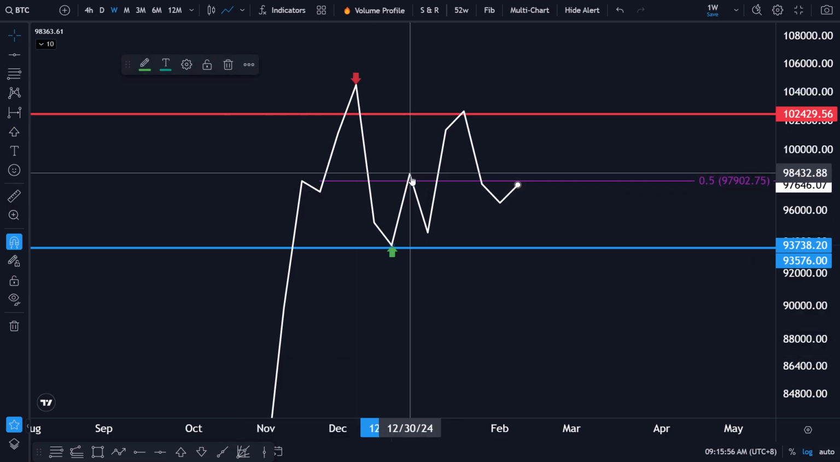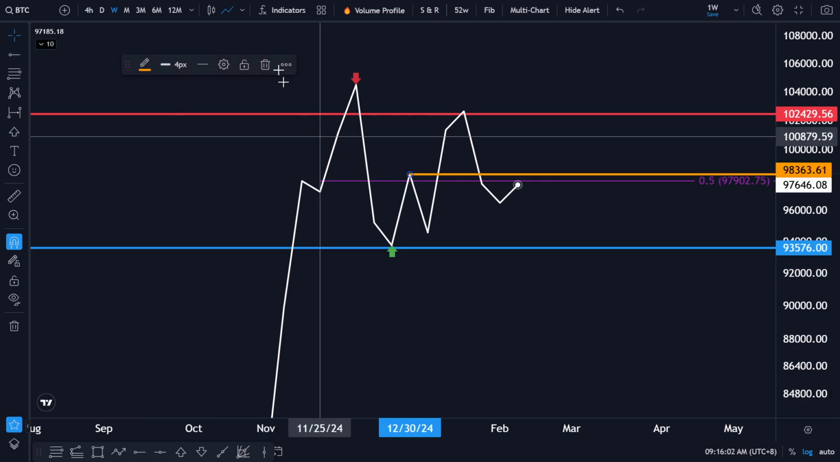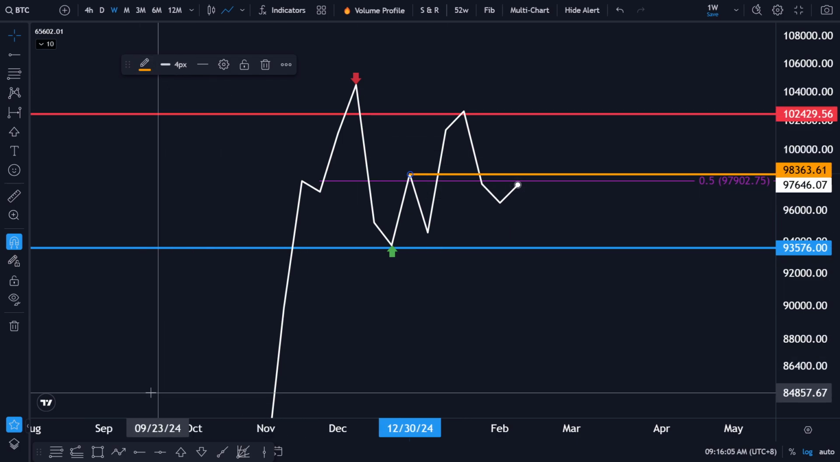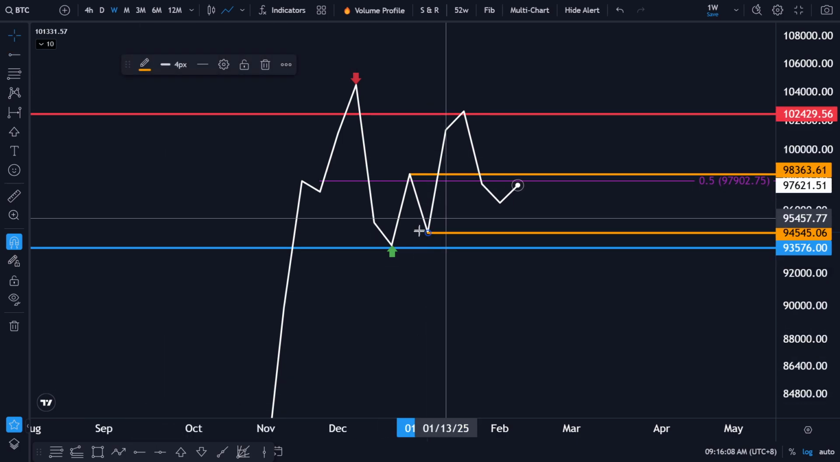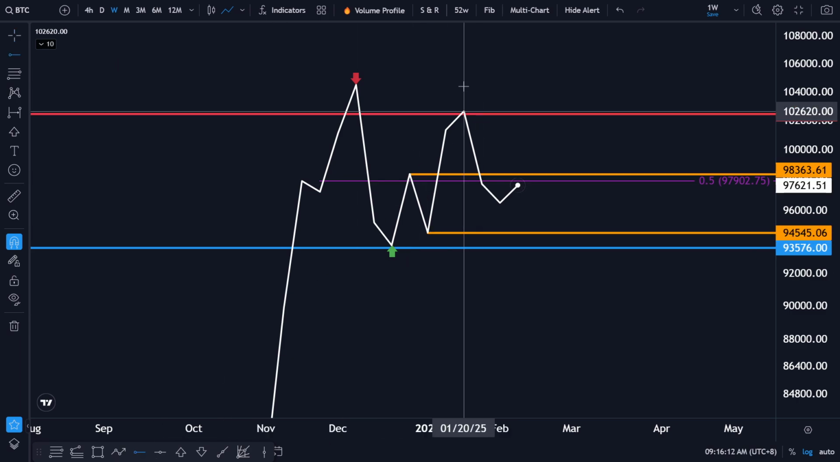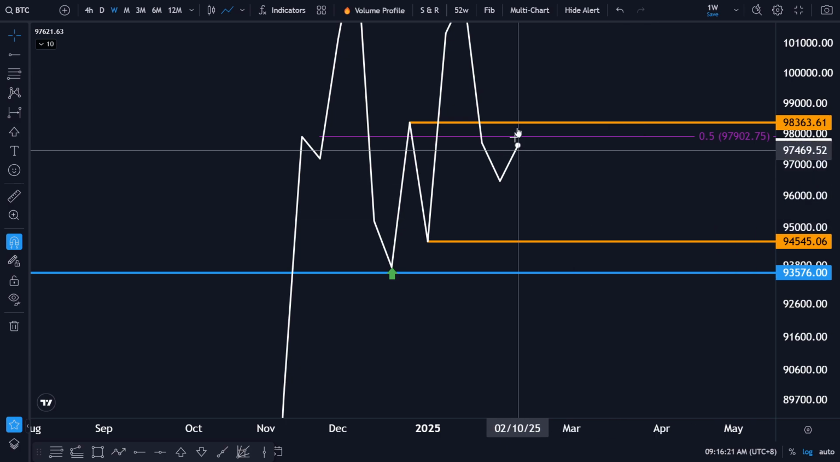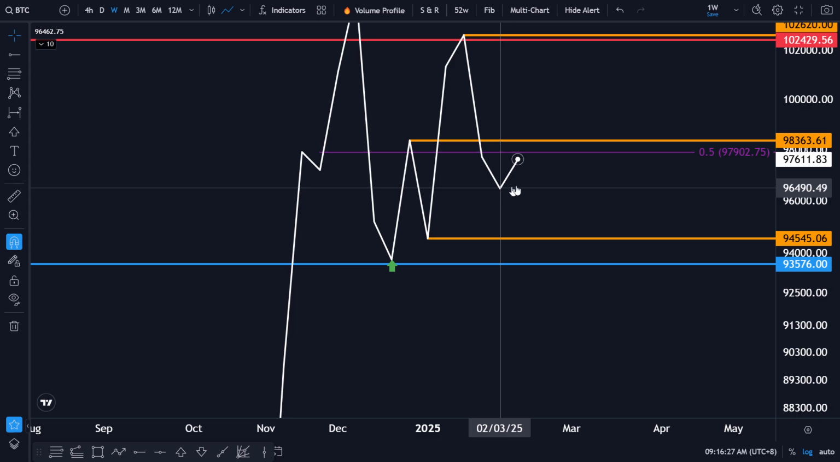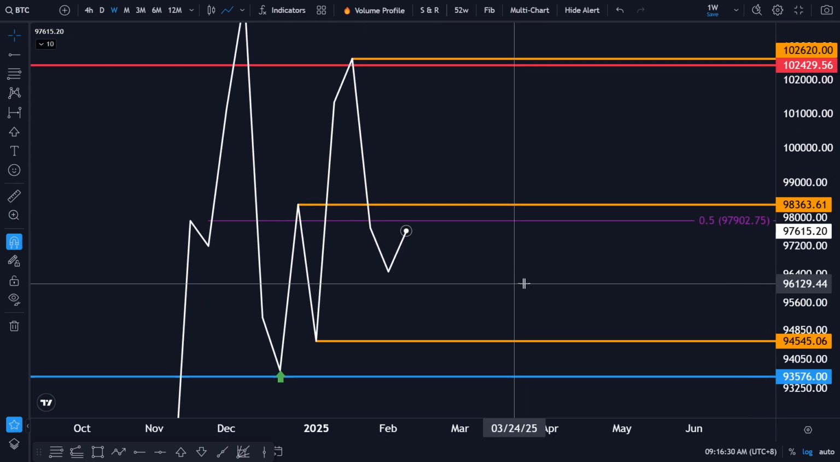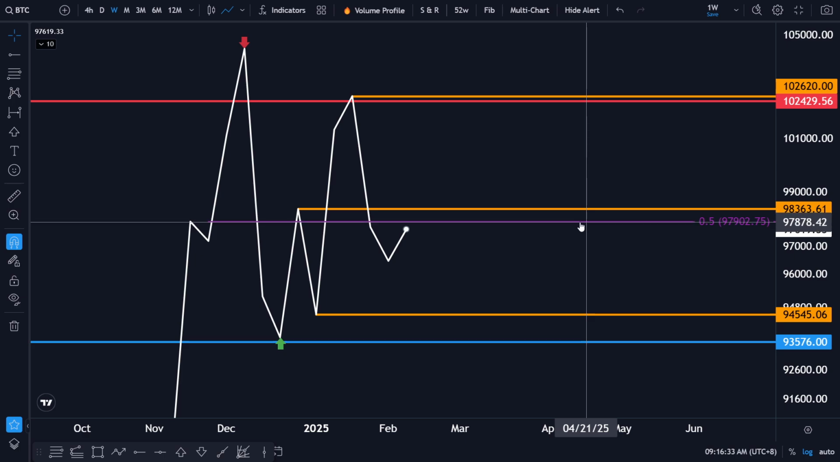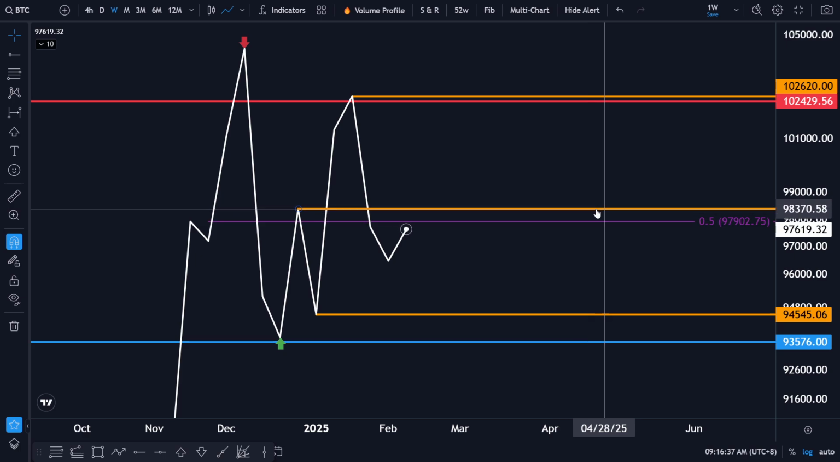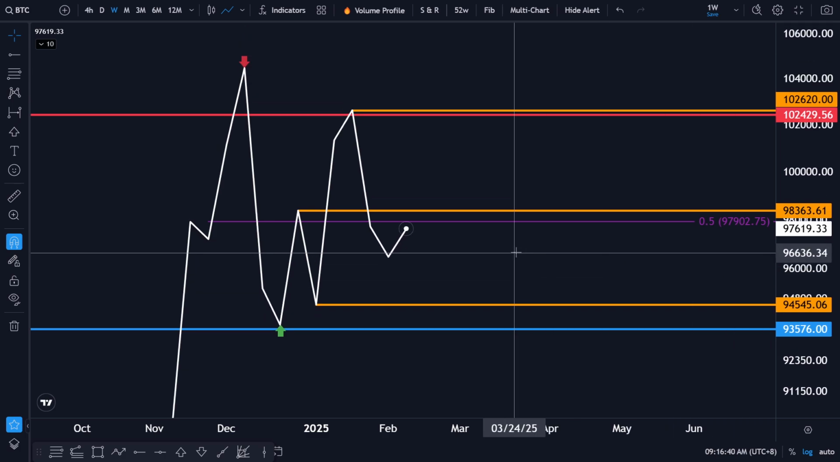So it made a higher high, higher low. This is the higher high, and this is the higher low, a higher high. However, it broke the support. It broke the 98,300 support and went down here. Now we are below the 0.5 and we are below this pivot, 98,300.